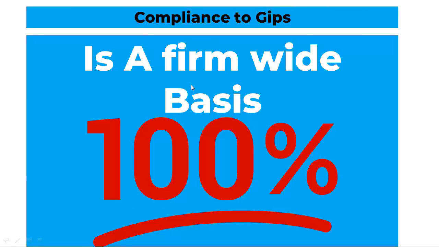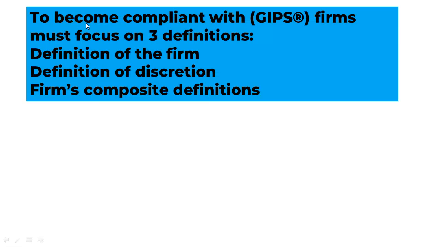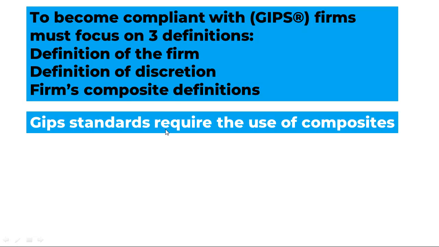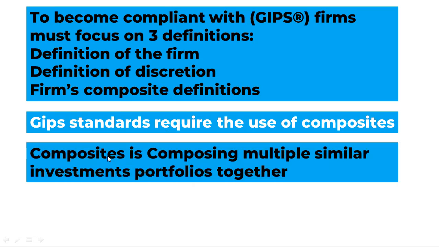Compliance to GIPS is on a firm-wide basis. It needs to be 100%. To become compliant with GIPS, firms focus on the definition of the firm, the definition of discretion, and the firm's composite definitions. GIPS standards require the use of composites. A composite is composing multiple similar investment portfolios together.